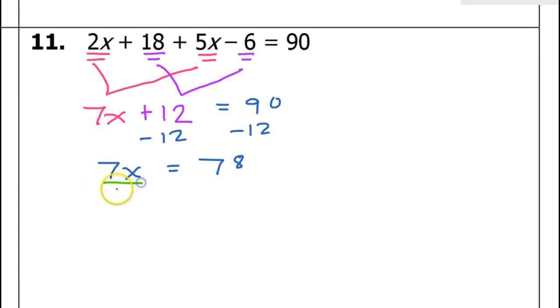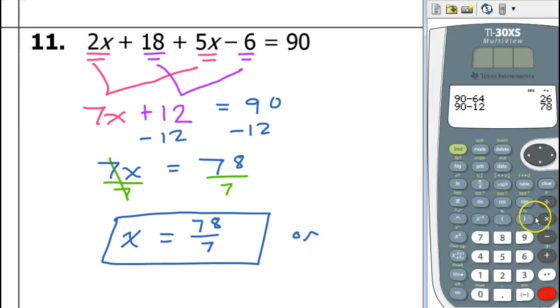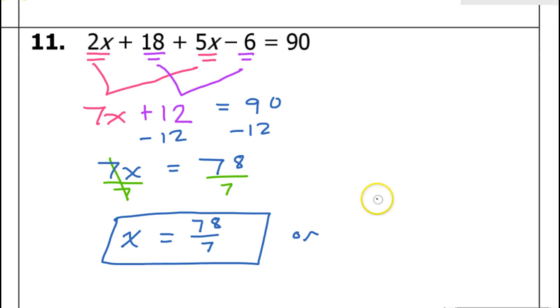Now it's time to divide both sides by 7 and get that x by itself. Now 7 does not go evenly into 78, so if they want an exact answer, I would have to leave this as 78 over 7. So that is one version of the answer. Now if they ask you for a decimal, we can do that as well. 78 divided by 7. Okay, I'm going to round this to 3 decimal places, so 11.143, got to round up.